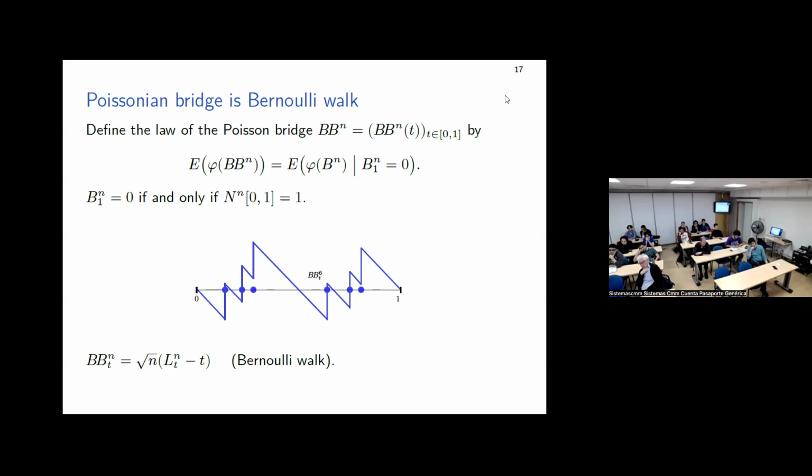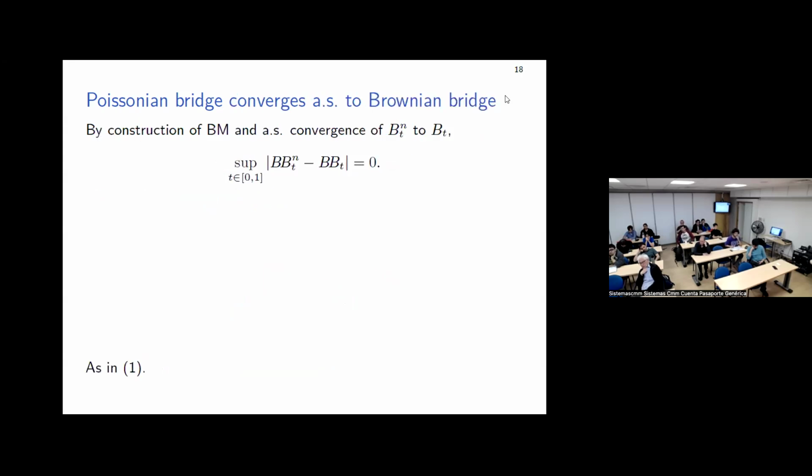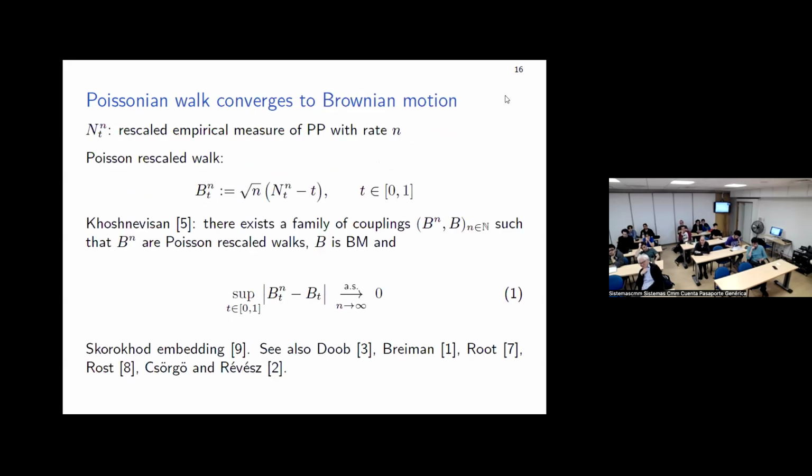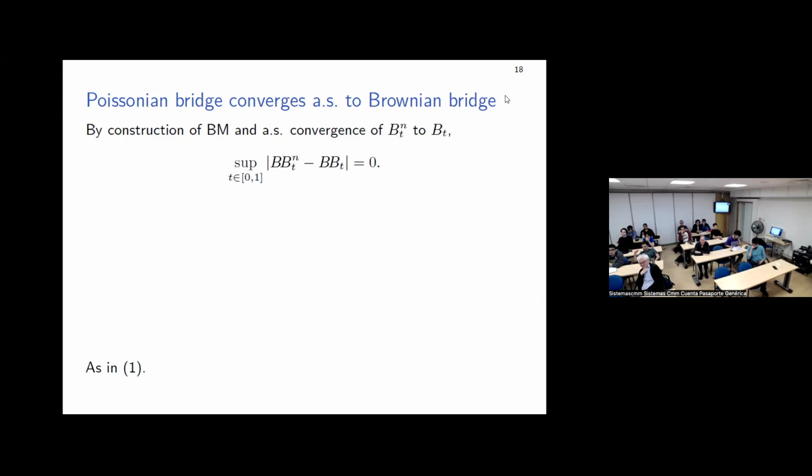But this is just the Bernoulli thing, because if you take the Poisson and condition to have exactly n, then the Poissonian bridge is exactly the Bernoulli walk, because the Bernoulli walk will come back to 0. Okay, then using the same construction as I mentioned, Nevisan, you prove this, the Brownian bridge also converges almost surely.